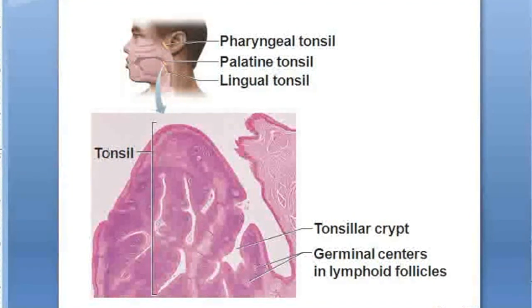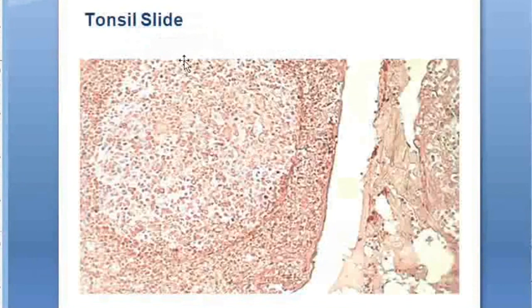The tonsils definitely have follicles. We barely see them in this picture. They're so tiny. Here's one, a big one, with a little portion of a crypt right here, and then zoomed up on a follicle of a tonsil.